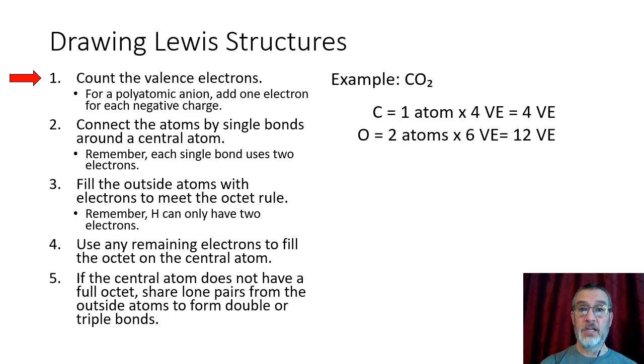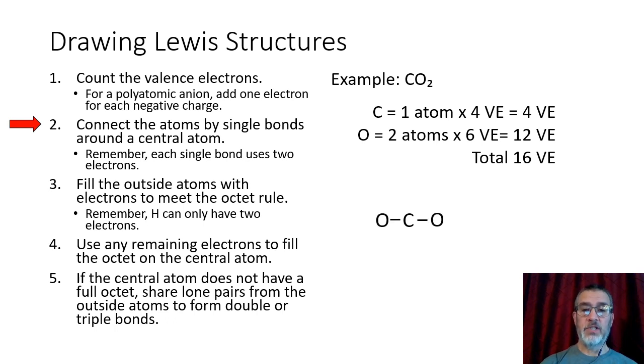There are 2 oxygen atoms. Oxygen is in group 16 on the periodic table, so each oxygen brings 6 valence electrons. So the total from the oxygen is 12 valence electrons. We add the 12 to the 4, we have a total of 16 valence electrons to use. The next step is to connect the atoms by single bonds around a central atom. So let's put the carbon in the middle and the oxygens on the outside.